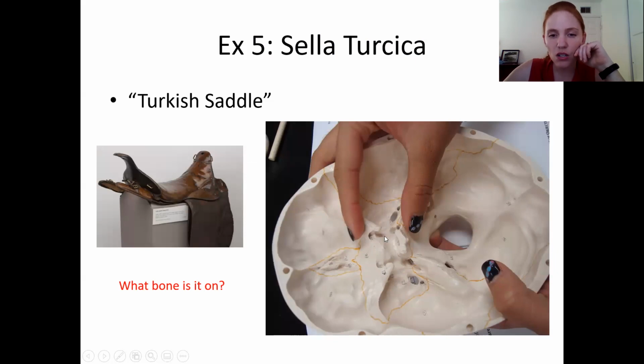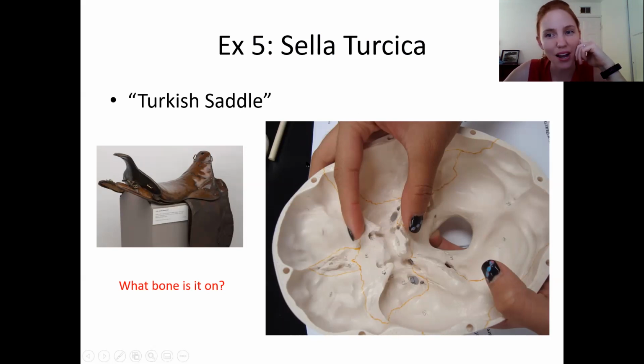So on the sphenoid bone, in the very middle here, this is called the Sella Turcica. Sella Turcica translates to Turkish saddle. This right here is a Turkish saddle. It's different from other types of saddles because it goes up in the front and it goes up in the back. So when you're looking at this bone feature, it looks like a Turkish saddle, and that's where the name comes from.